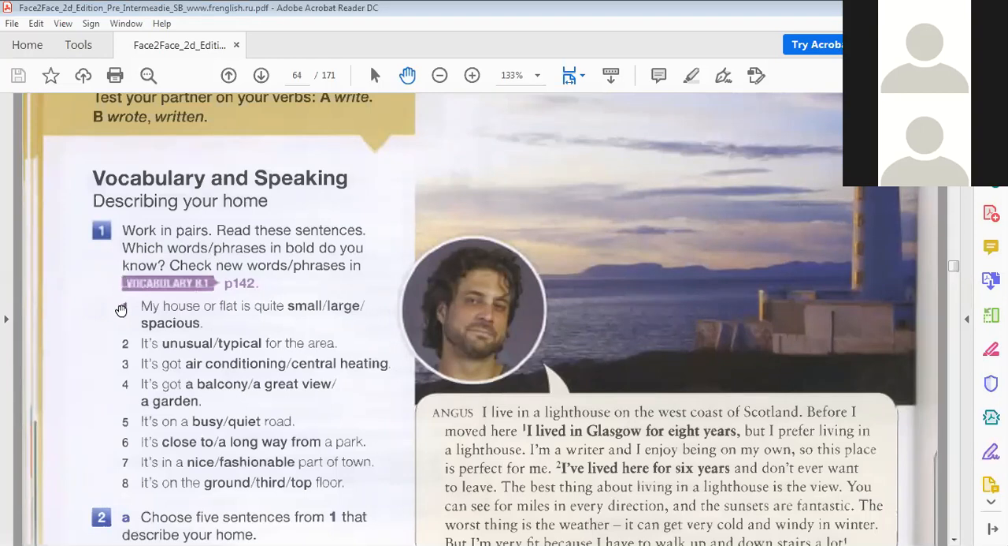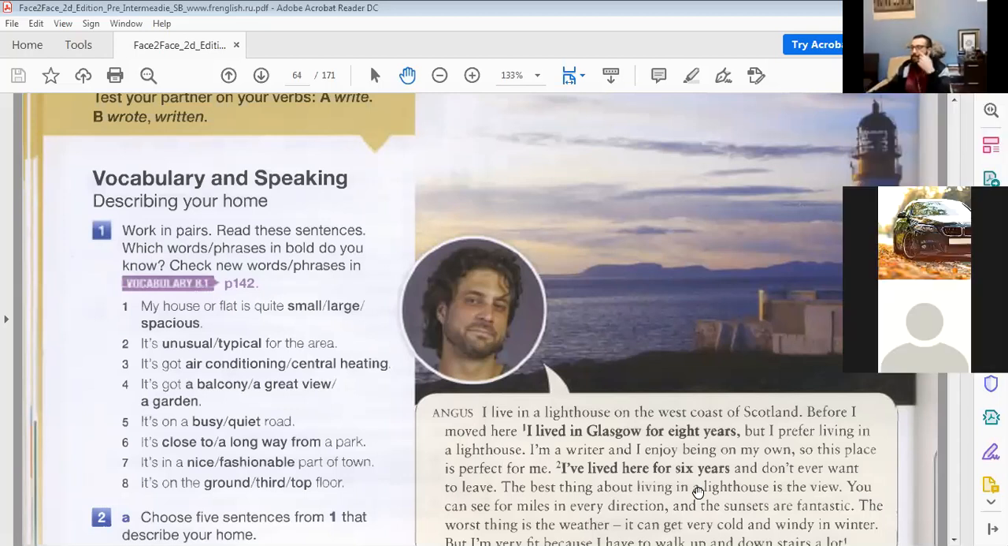Okay, now I want to know what this word means, spacious. What does it mean, spacious? Again, what is it? A lot of spaces, empty spaces maybe, or it's very, very wide rooms. That's actually correct.